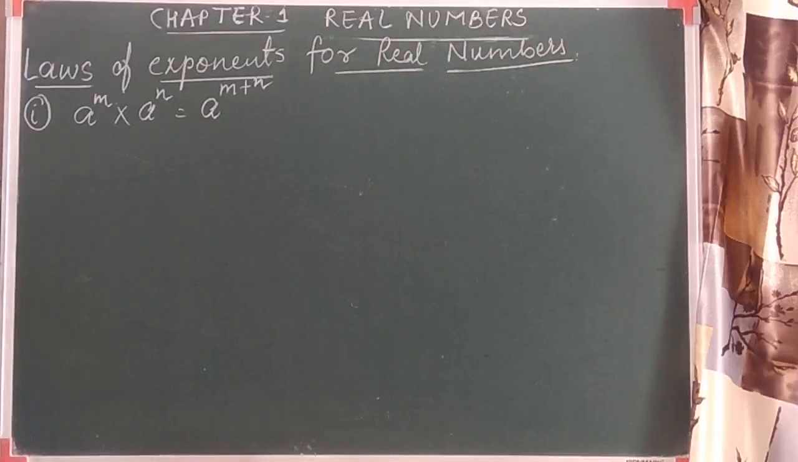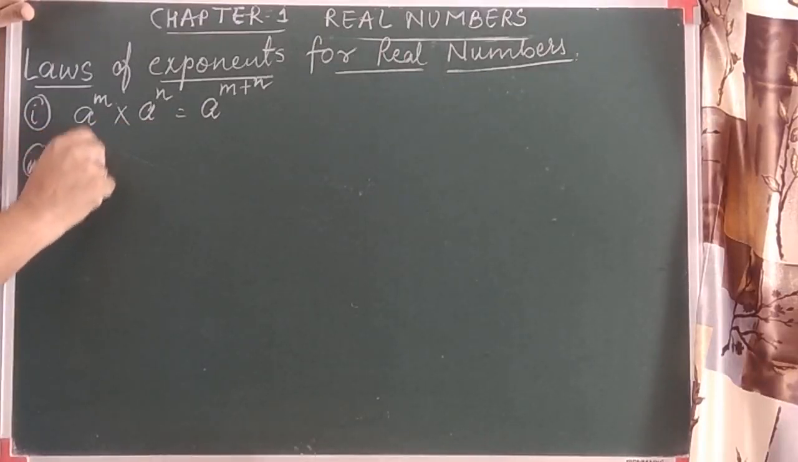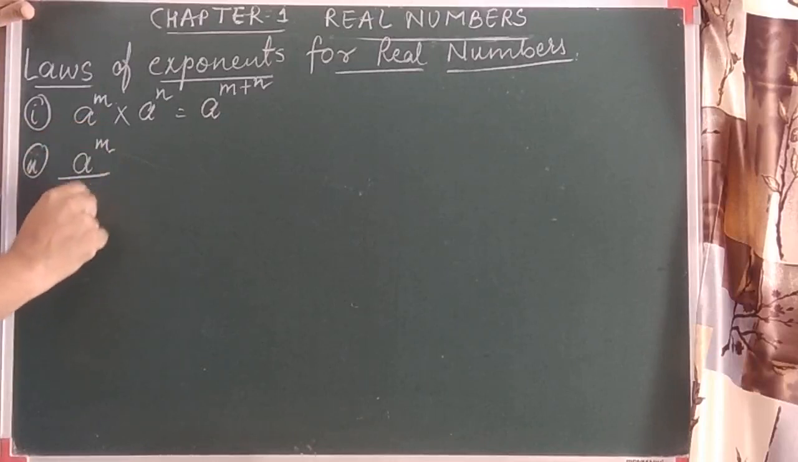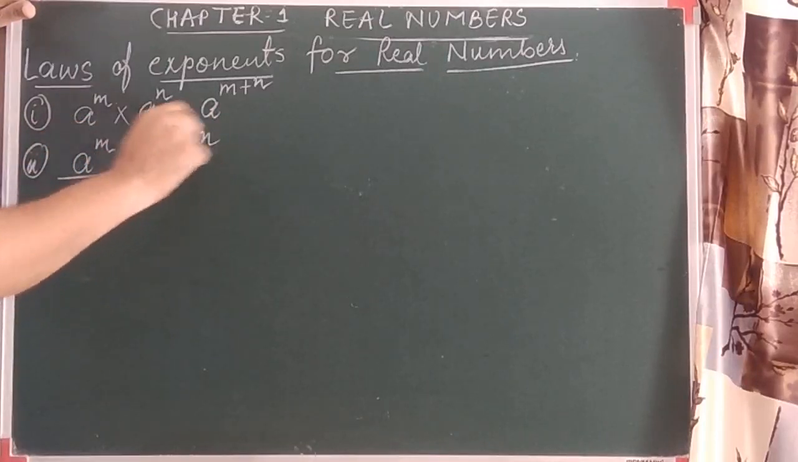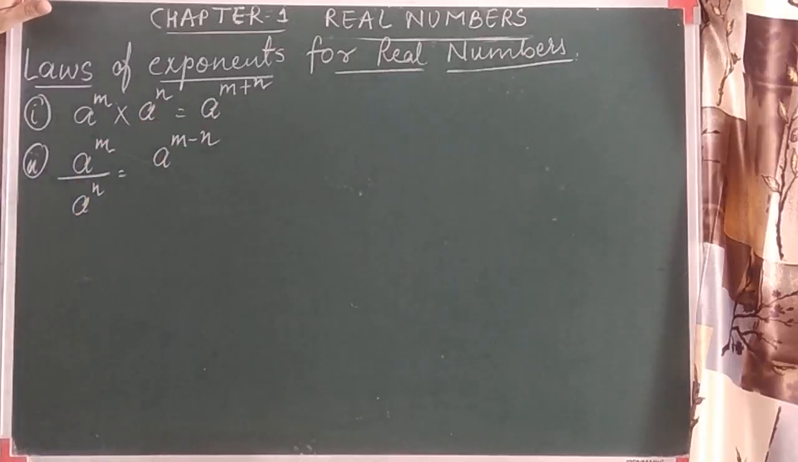What should the condition be? There are two conditions for us: the base must be equal and they are in the product. Let's see one more. If it is a raised to m upon a raised to n, we can do the subtraction. Here again the same law: the base must be equal and they are in the division form of each other.